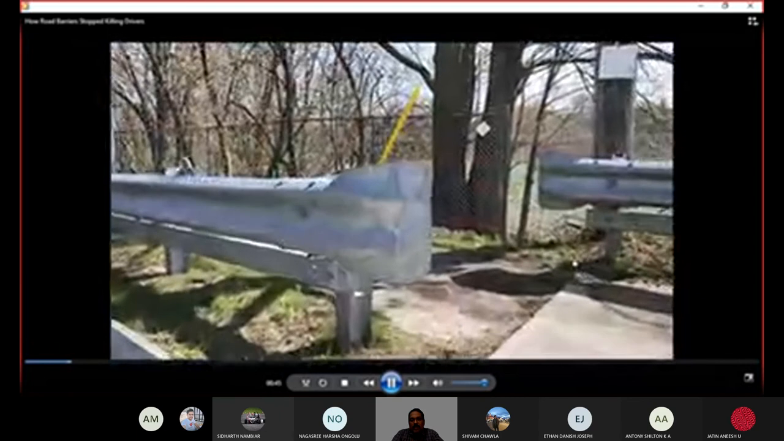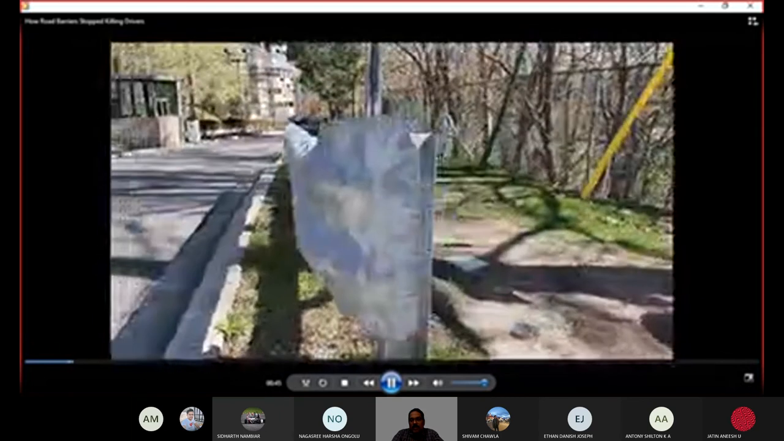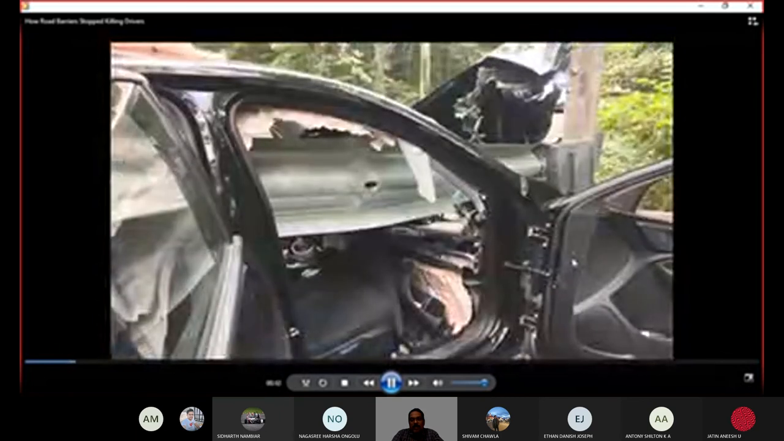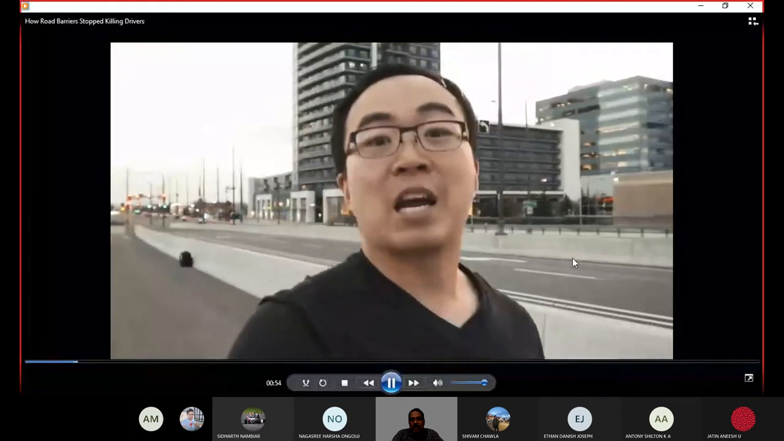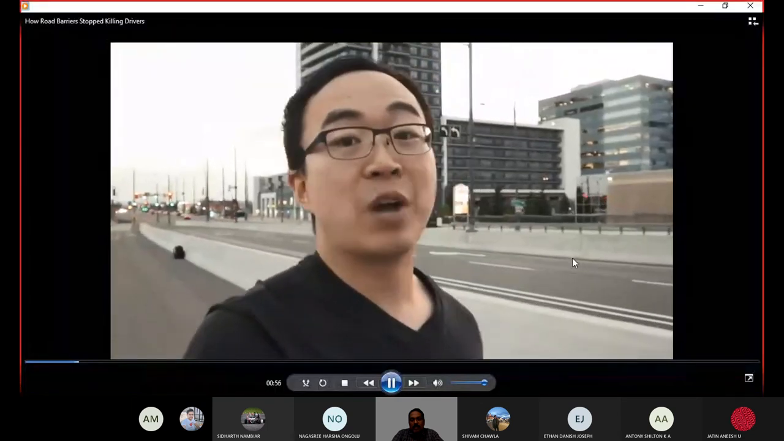We also removed these terminals from highways, which in the 60s made you look like a hot dog, and replaced them with something far safer. My name is Andrew, and let's uncover how good road barriers have gotten to save more lives.